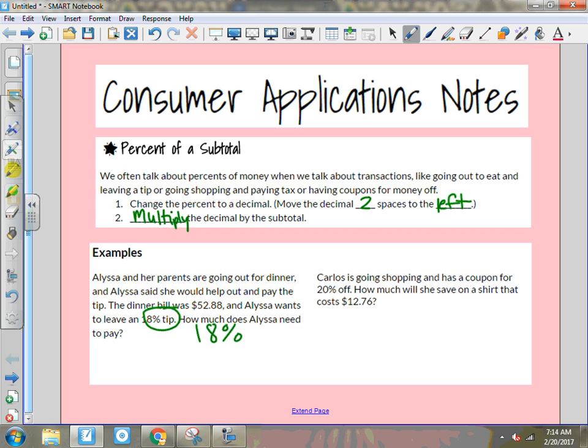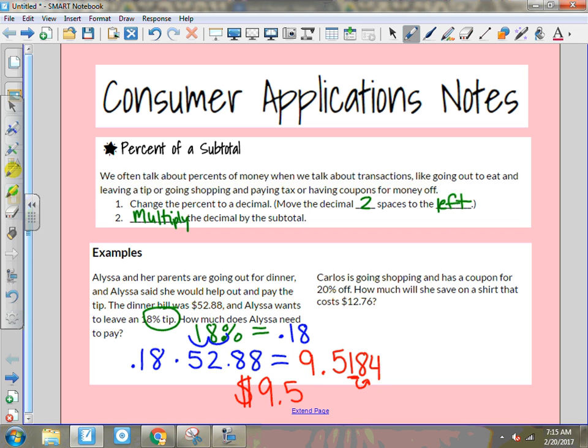So what I'm going to do is I'm going to take my percent, that 18%, and figure that out as a decimal. Remember, if I don't see a decimal, I put it at the right, a different color. And I'm going to hop 2 spots to the left. So 18% is the same as 0.18, or 18 hundredths. And then I need to figure out how much she's going to actually pay. So I got to use that decimal, 0.18, and multiply by 52.88. Well, I'm going to take my calculator, plug that in, 0.18 times 52.88, and I get $9 and then some decimals. But with money, I can only have the second number after the decimal. So looking at the 8, I know that I need to round up. So Alyssa needs to leave $9.52. And that's my answer to the question.